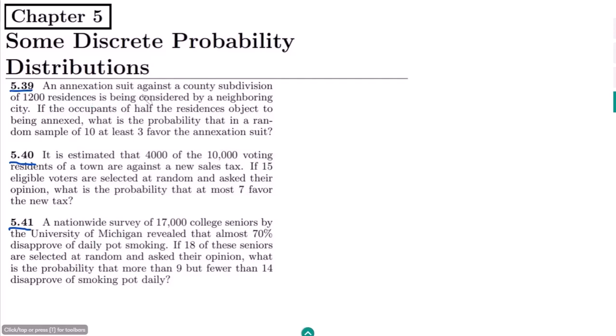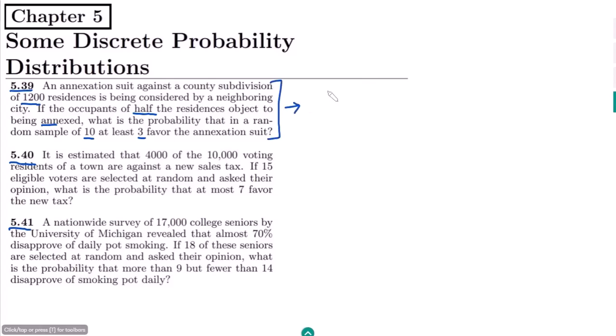An annexation suit against a county subdivision of 1200 residents is being considered by a neighboring city. If the occupants of half of the residences object to being annexed, what is the probability that in a random sample of 10, at least 5 favor the annexation suit? Okay, so the annexation probability here is this.